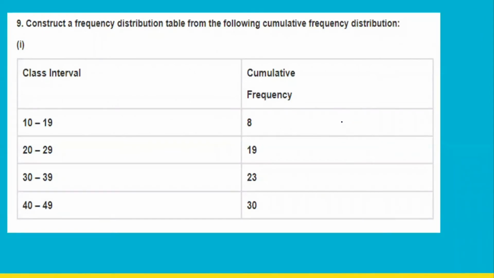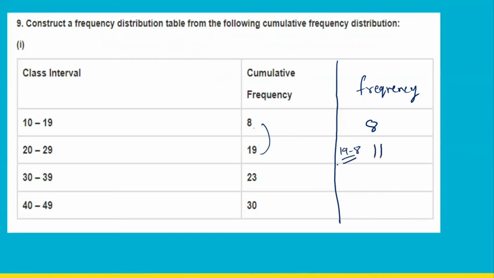Now here what you are given is cumulative frequencies. From these, we are going to frame the frequencies. We have to find the frequencies from the cumulative frequencies. So what do we do here? 10 to 19 is 8. So that is going to remain 8. Next, what we are going to do is we subtract 19 minus 8. So 19 minus 8 is 11. So just one I have done to show.